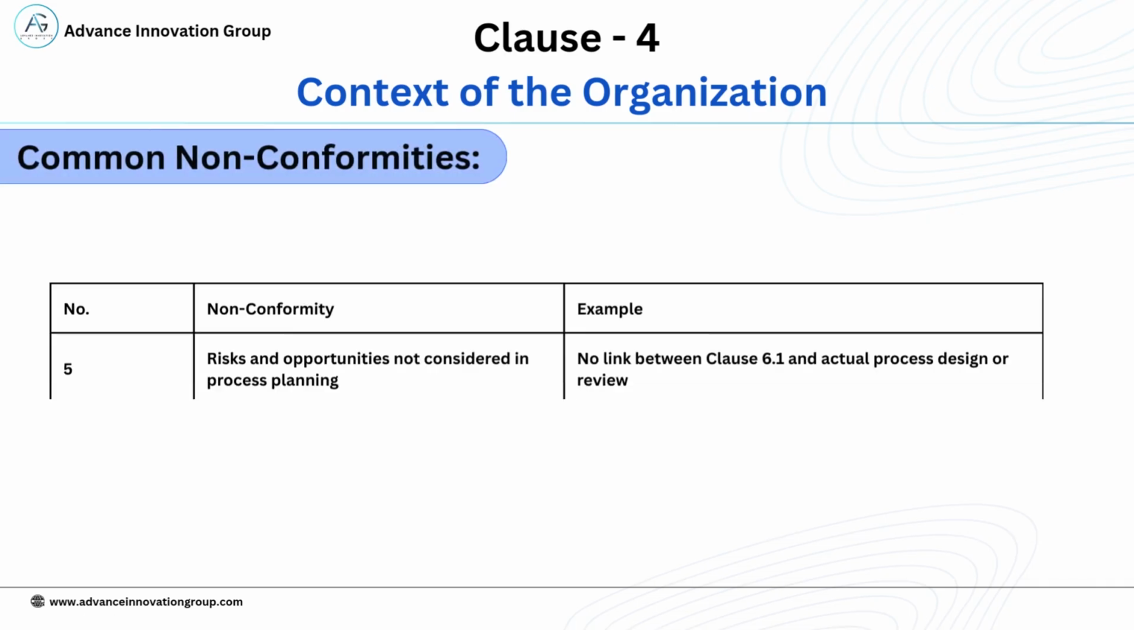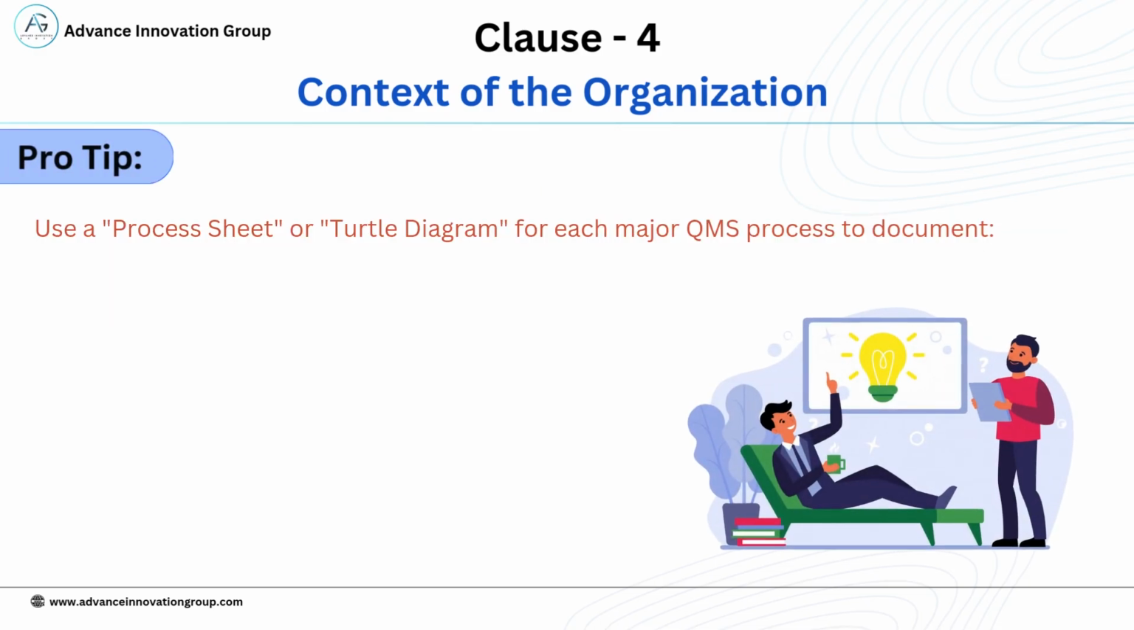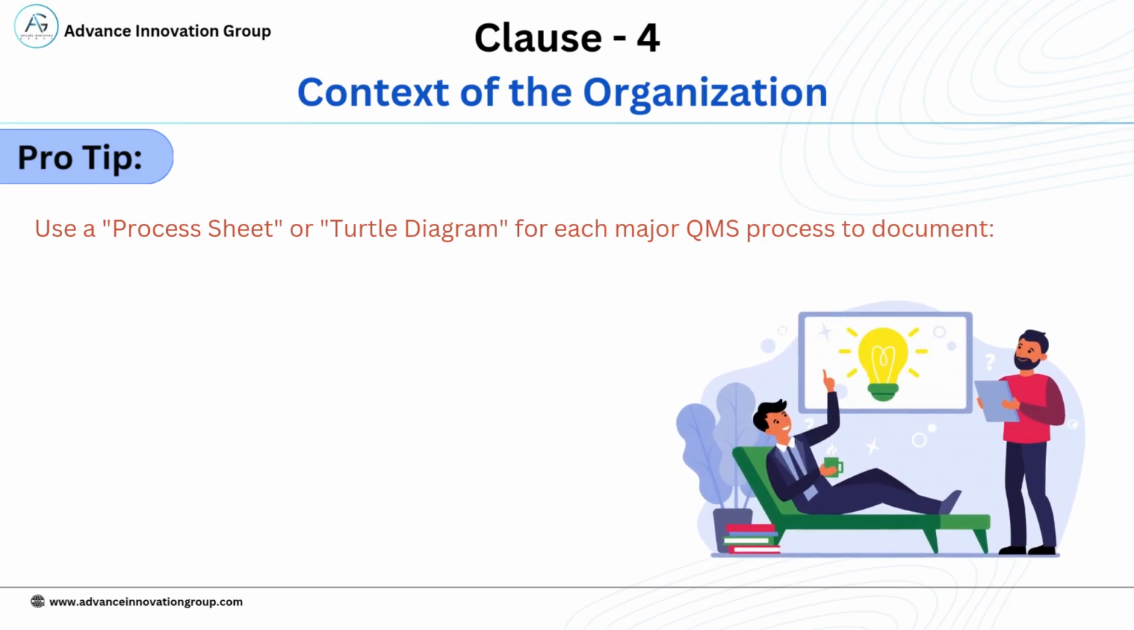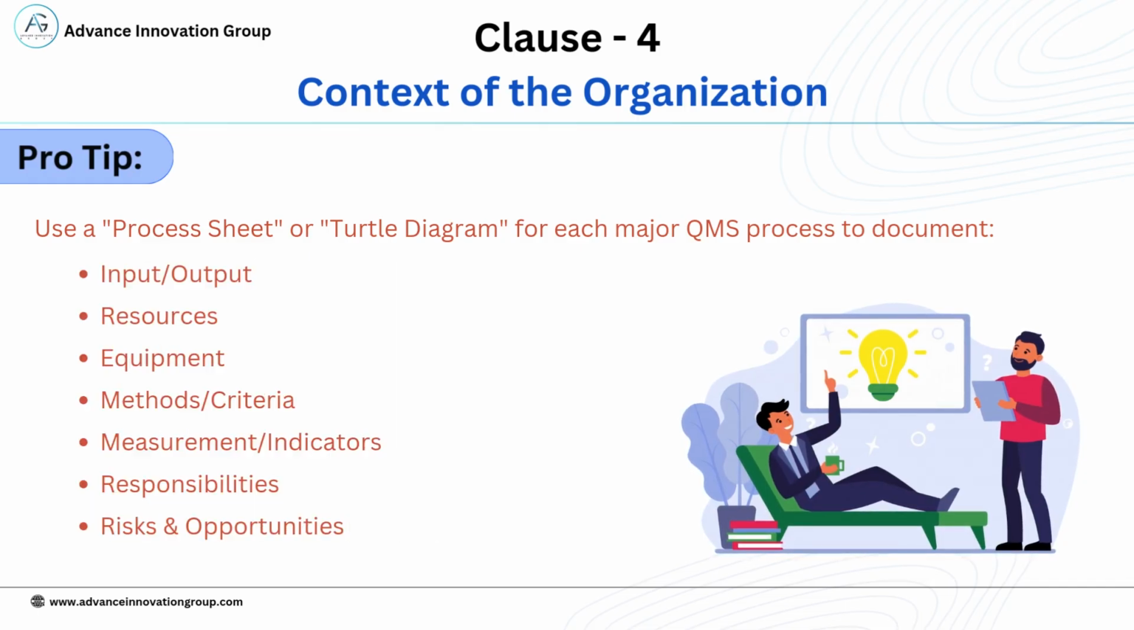Common nonconformities. 5. Risks and opportunities not considered in process planning. No link between Clause 6.1 and actual process design or review. 6. No action taken to improve processes even after poor performance. KPIs consistently missed, but no corrective action taken. Pro tip: use a process sheet or turtle diagram for each major QMS process to document input-output, resources, equipment, methods/criteria, measurement/indicators, responsibilities, risks and opportunities.